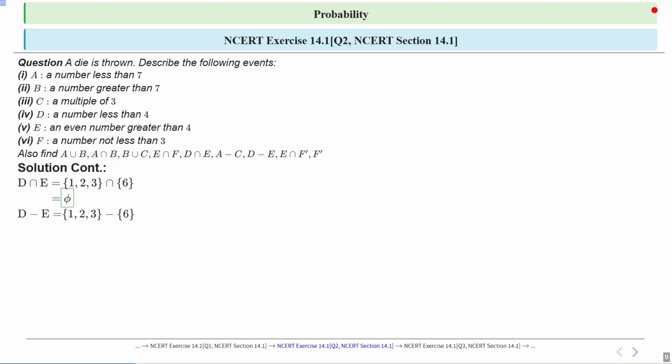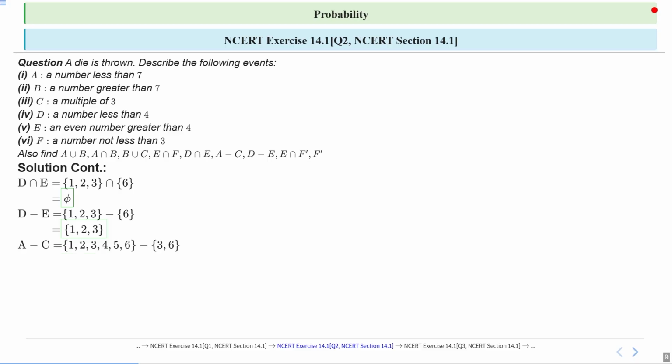Now D difference E. So how can we calculate the difference of two sets? For calculating the difference of the events D and E, we take those numbers which are in D but not in E. So D difference E is equal to {1, 2, 3} difference {6}, the singleton set 6, and this is equal to the set {1, 2, 3}. So D difference E contains 1, 2, 3.